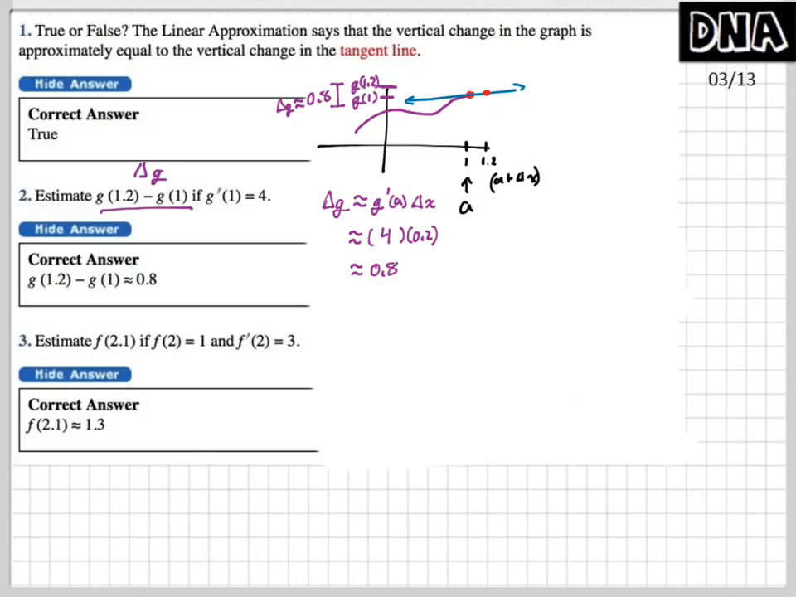So that's the linear approximation part. What do we use? We use the tangent line, right? The tangent line tells us approximately where the next point's going to be. Now this one just asks for the change.